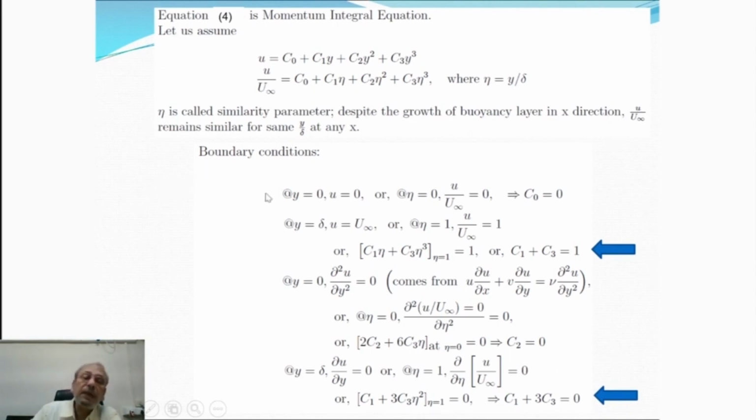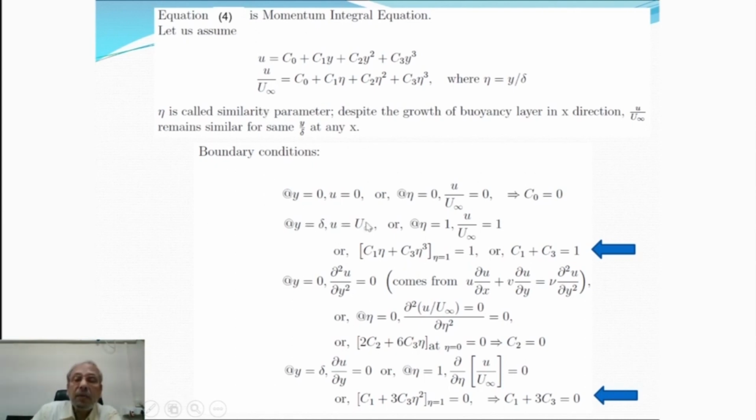Now we apply the boundary conditions. At y equal to 0, u equal to 0, we know this is the no slip condition, or at eta equal to 0, u by u infinity equal to 0. If we apply that, clearly we get at eta equal to 0, u by u infinity 0, c0 is 0.